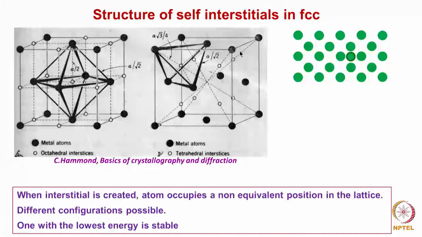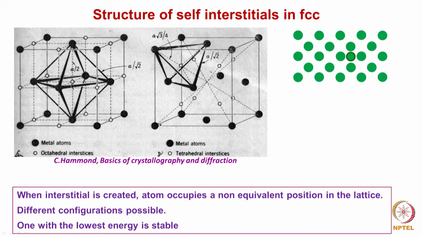So here what we are considering is just the position: if you put a self-interstitial atom, or an impurity which has the same size or a smaller size, what position can it occupy in the FCC lattice? There are interstices available, octahedral interstice sites.